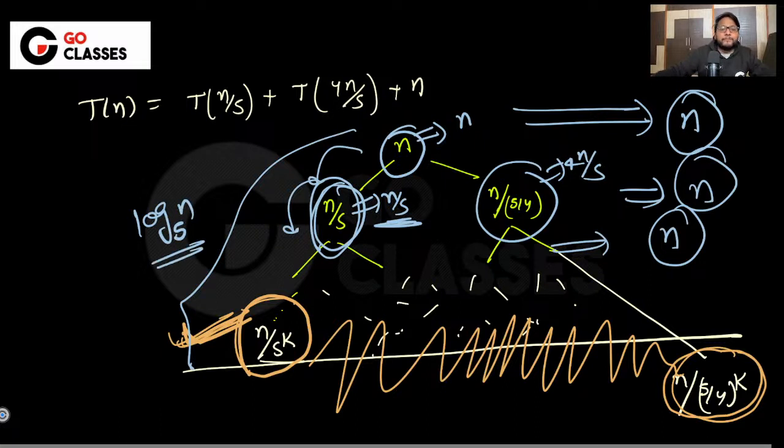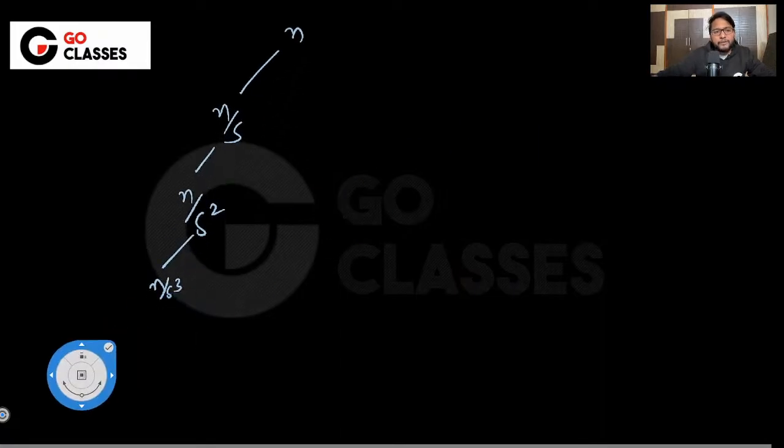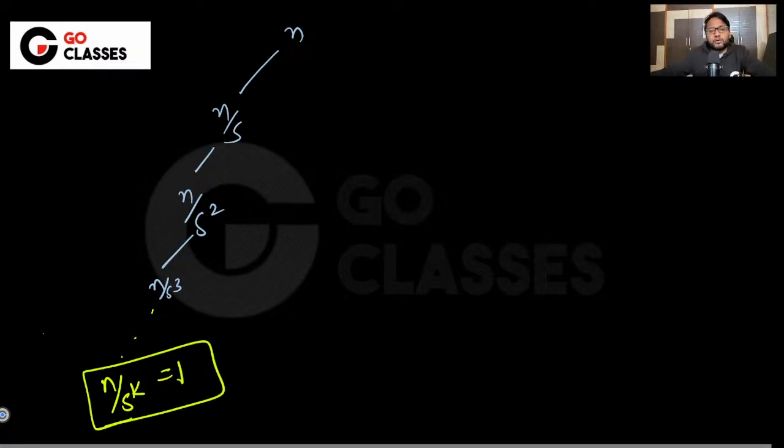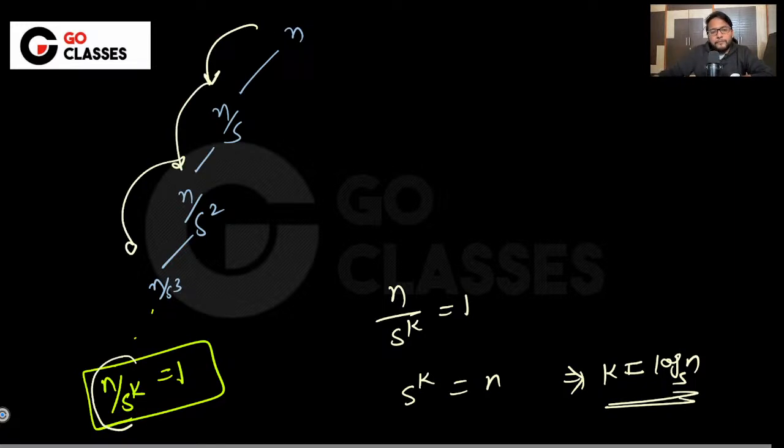See, if each time you divide by 5, then n upon 5 square, 5 cube, and so on, right? If each time you divide by any number, maybe 5, maybe 10, how many times can you divide before you hit 1? Let's suppose the last term is 1. Then n upon 5 power k is 1, so 5 power k is n, then k is log n, log base 5 n basically. If you keep on dividing by 5, ultimately it will be n upon 5 power k, which is 1.